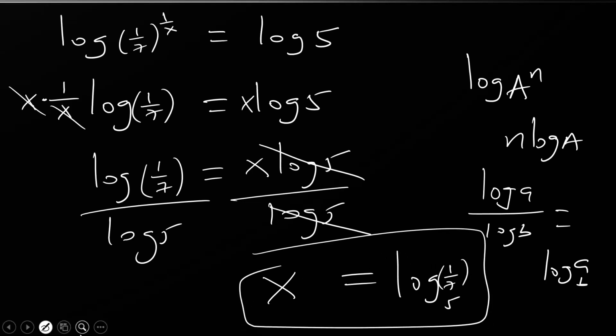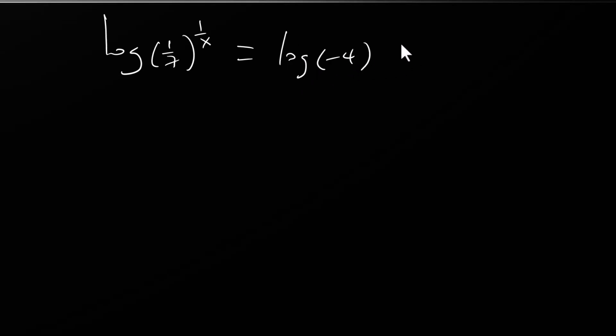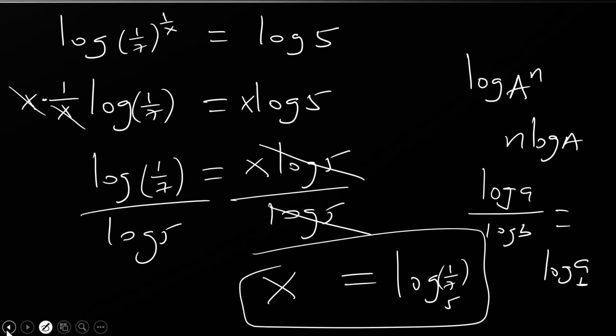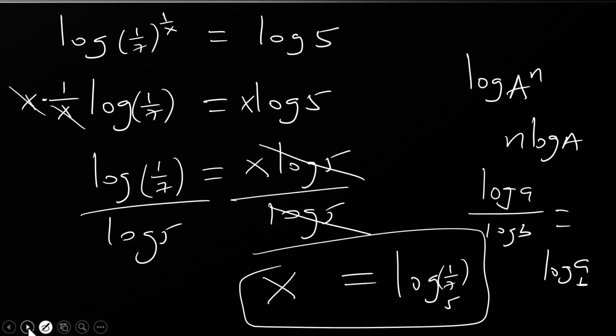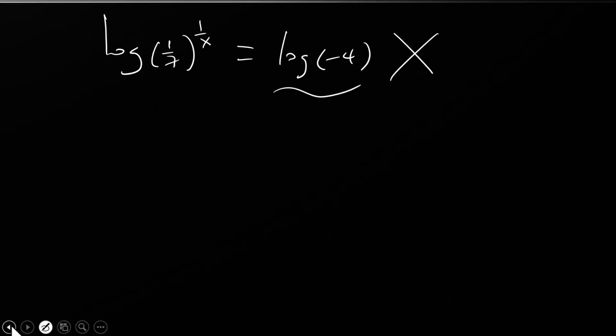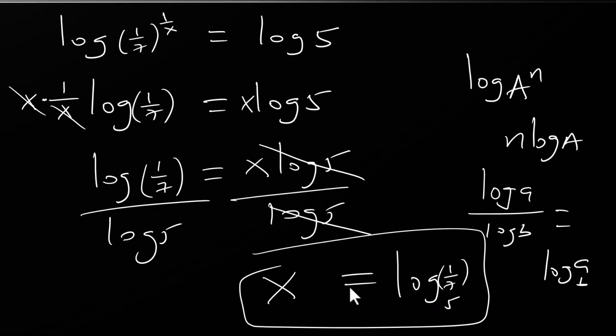Now the next option is log 1/7 raised to 1 on x equals to log of negative 4. That does not exist because we can't take the log of a negative number. So x equals to that is not possible. All right, so the only solution here is this. All right, thanks for watching.